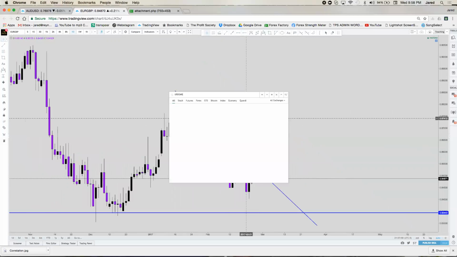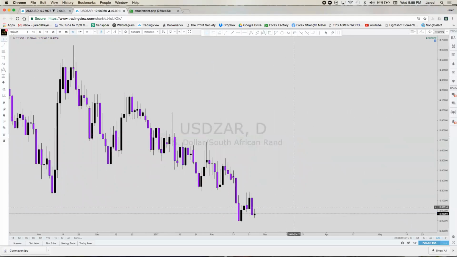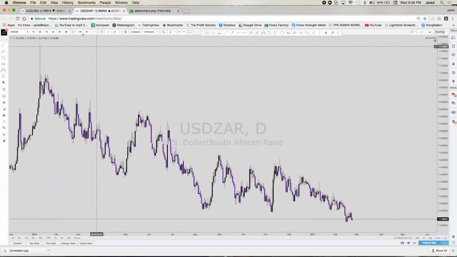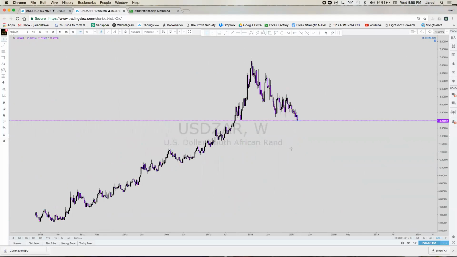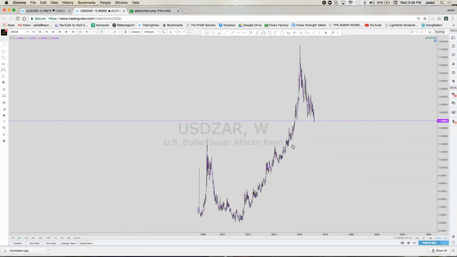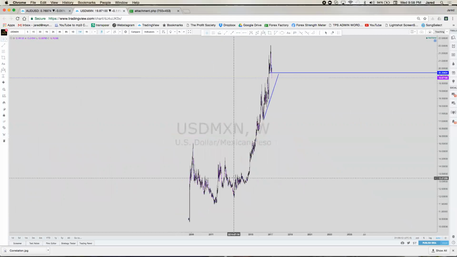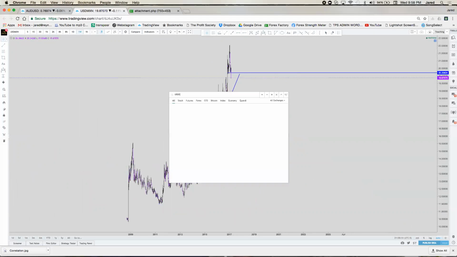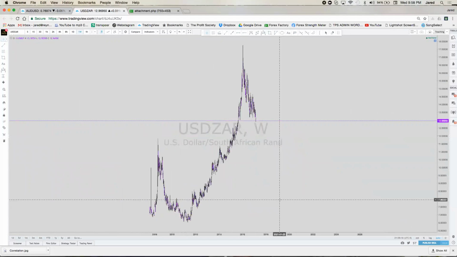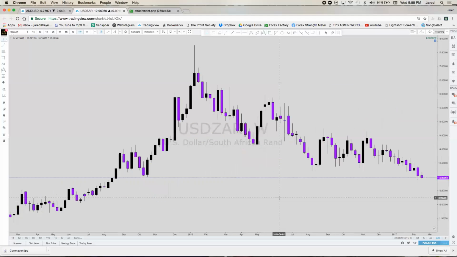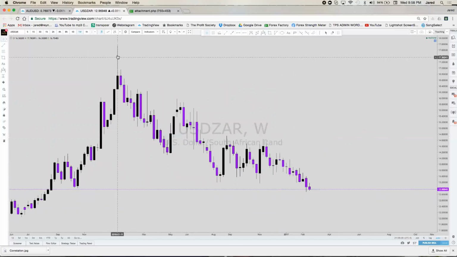Oh, ZAR. This will be my last pair. The F. It's been in a crazy uptrend. This reminds me of peso. Yeah, it reminds me of peso. Weird. Then it hit a point and said, yeah, let's turn around.